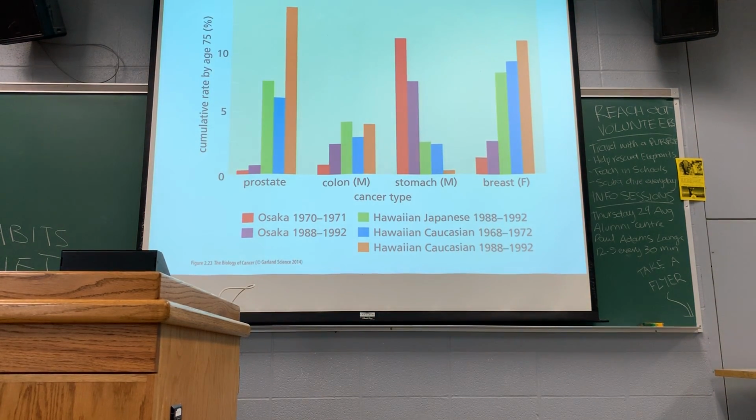But what we can do is look at different populations that have physically moved from one location to another. So that's what's shown on this graph. What they're doing here is plotting the data from Osaka, Japan versus people that have moved from Japan to Hawaii versus people that have lived in Hawaii and not moved from Japan, so Caucasian people living in Hawaii. So it's sort of three populations of people that they're comparing.